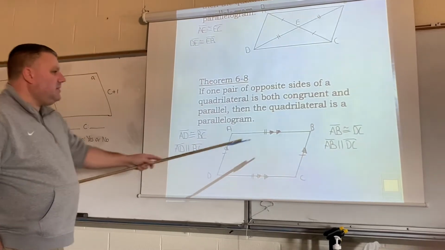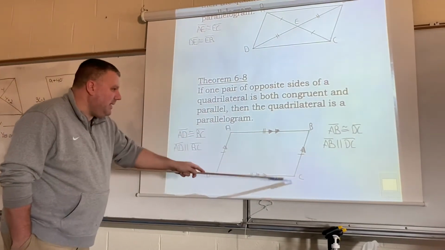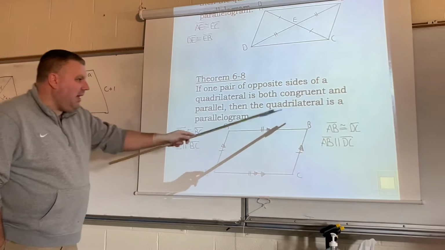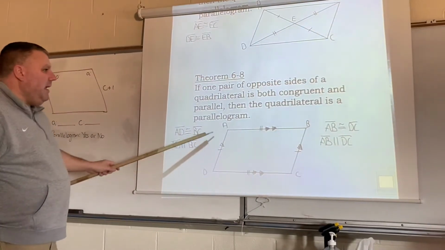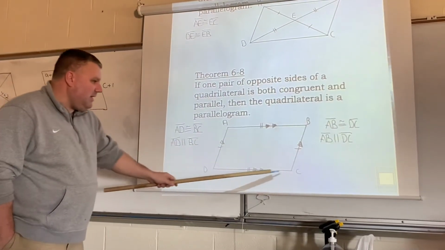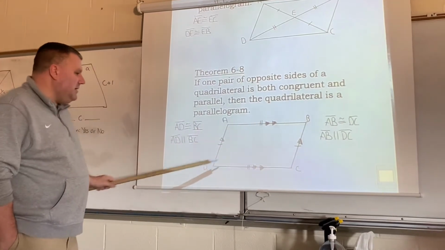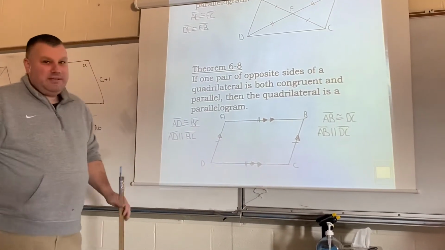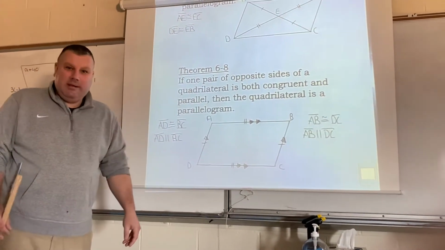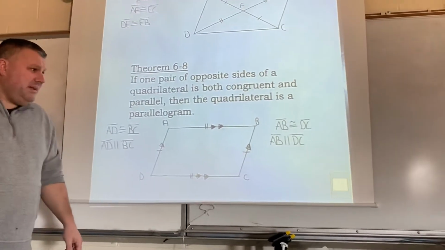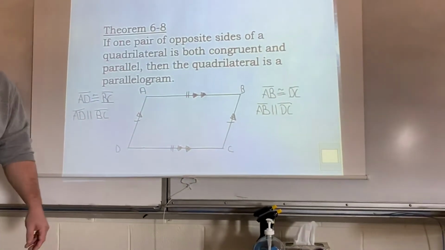AD is congruent to BC. AD is parallel to BC. AB is congruent to DC. AB is parallel to DC. Okay? Make sure you get these copied into your notebook with the diagrams. It is very, very important.